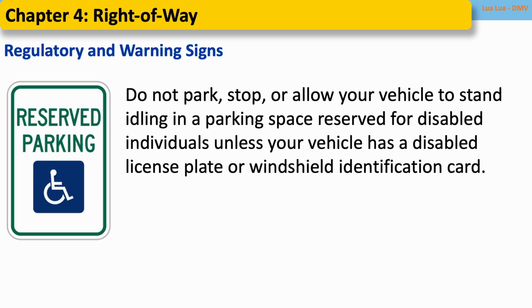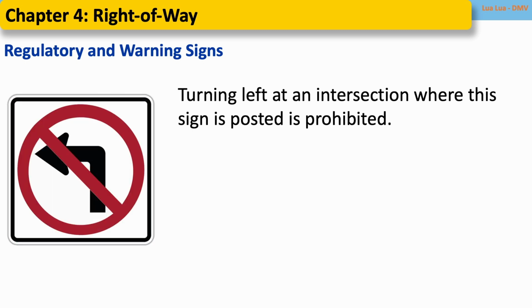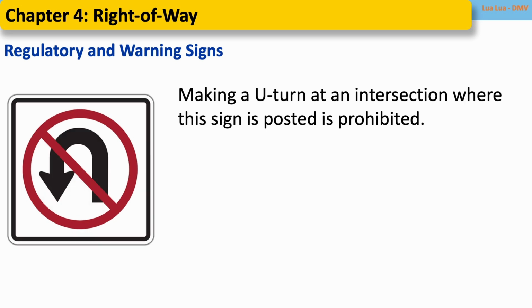Do not park, stop, or allow your vehicle to stand idling in a parking space reserved for disabled individuals, unless your vehicle has a disabled license plate or windshield identification card. Turning left at an intersection where this sign is posted is prohibited. Making a U-turn at an intersection where this sign is posted is prohibited.